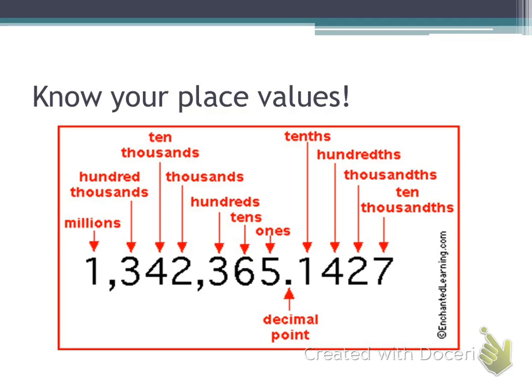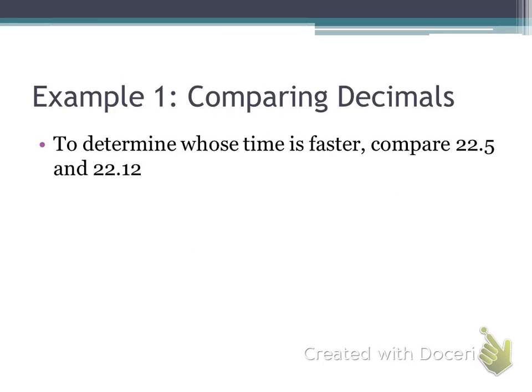We start with the millions place on the far left. We go millions, hundred thousands, you can say it with me, 10,000s, thousands, hundreds, tens, ones, tenths, hundredths, thousandths, 10,000ths. It goes on beyond that, but that's as far as we're going to go. All right, so that's place value. You have to understand place value in order to be able to really do anything with decimals.